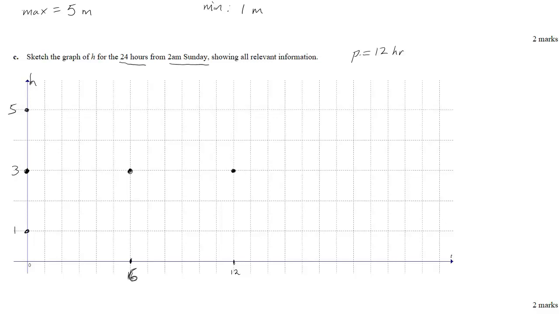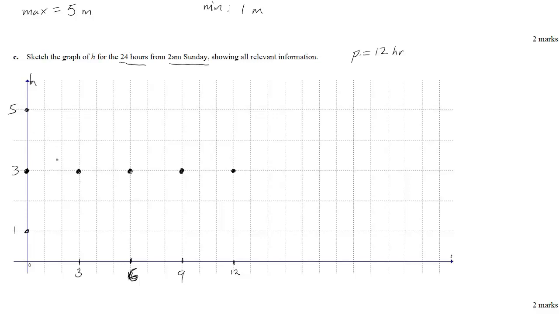So we'll put 6 there. And half of 6 is going to give us 3. Then we halve this point here, which gives us 9. Okay, so we've got all of our information.